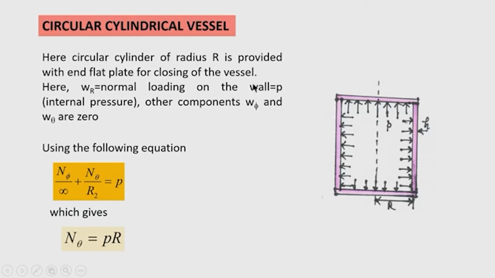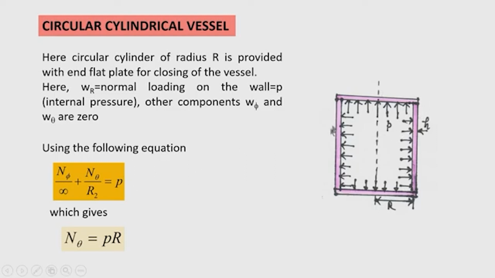So, we will use the two equations. One is this algebraic equation, n phi by r 1 plus n theta by r 2 equal to P. Now, here the W r, the radial load, is P and it is positive, because the positive direction of W r is away from the axis of revolution. So, the positive convention is taken and therefore the W r component is simply the radial pressure P.